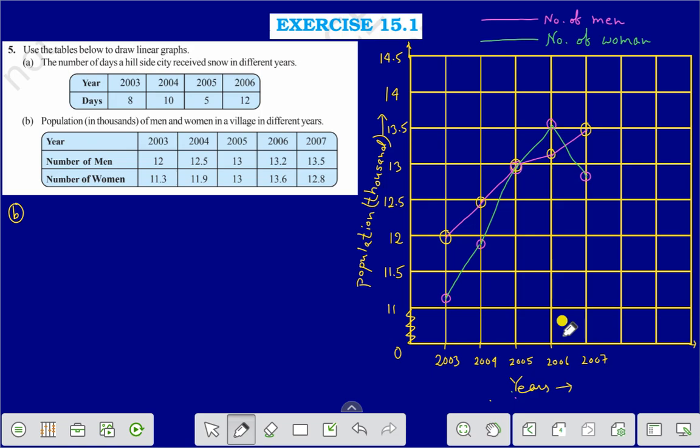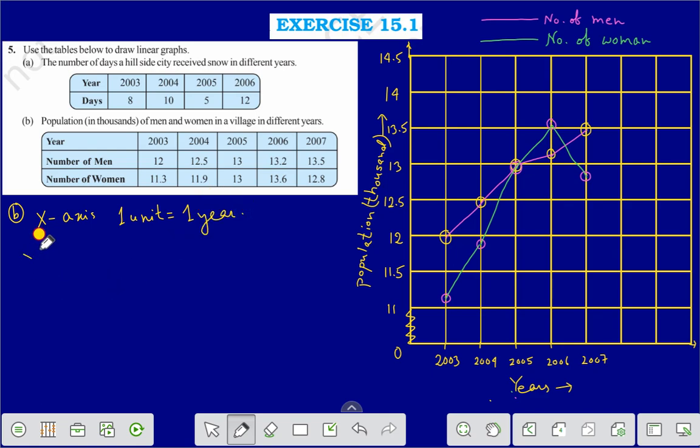We have taken the axis also, right? Here is the x-axis. You have taken the scale: on the x-axis, 1 unit is equal to 1 year.